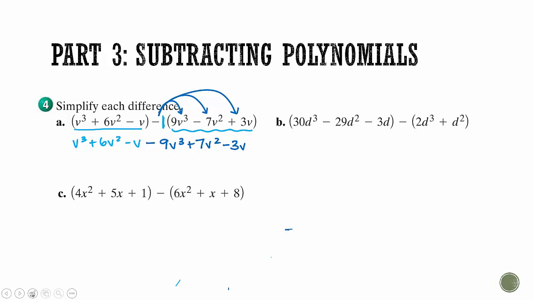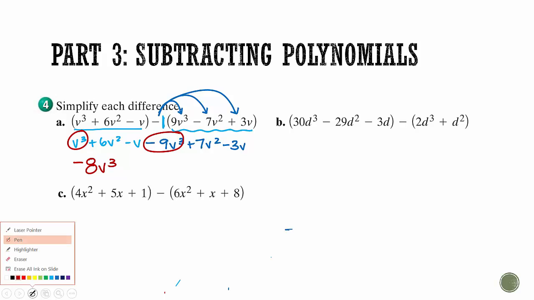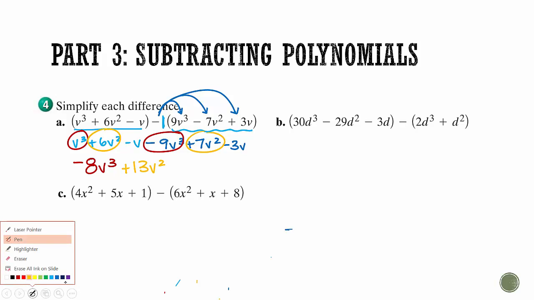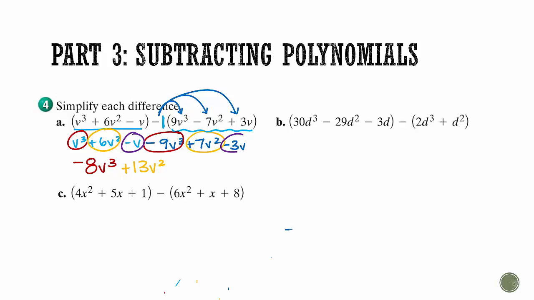So then once it's written like this, it's literally just addition. So you do v cubed minus 9v cubed gives you negative 8v cubed. And then squareds. So 6v squared plus 7v squared is 13 of them. And then finally, minus v minus 3 more v's, so it gives us negative 4v. It's in standard form. We can't simplify anything else, so we're done.